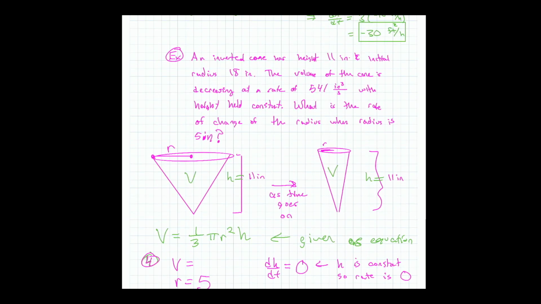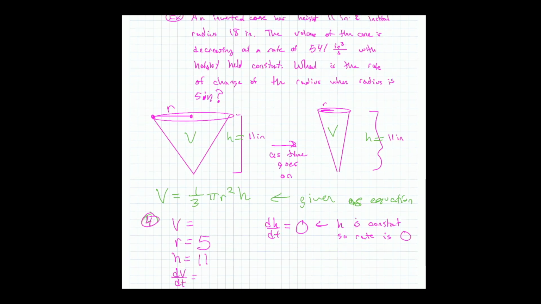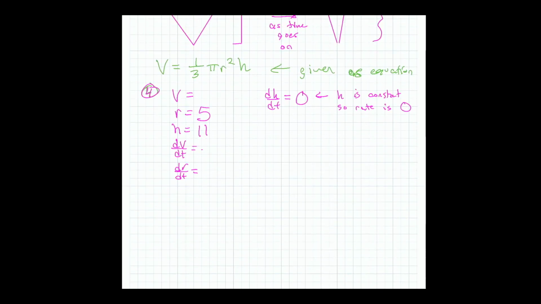Volume of the cone is decreasing at 541 cubic inches per second. So that's the rate for the volume. It's decreasing, so it's negative. So negative 541 here. Right? And you can write, if you want units, cubic inches per second. All right. dr/dt, did they tell us dr/dt?